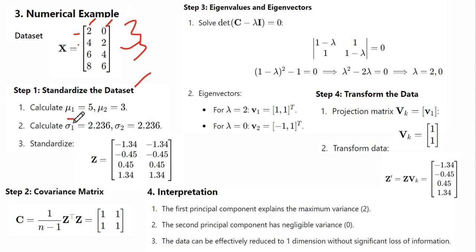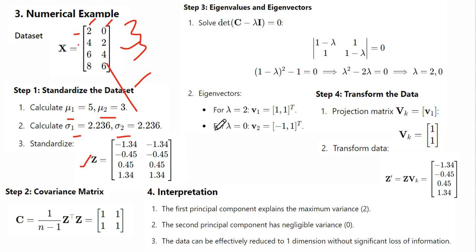The mean of the first column is 5. The mean of the second column is 3. That means (2 plus 4 plus 6 plus 8) divided by 4, we get 5. And (0 plus 2 plus 4 plus 6) divided by 4, we get mu 2 equal to 3. From the standard deviation formula, we have to calculate sigma 1 and sigma 2. Then we have to calculate Z.